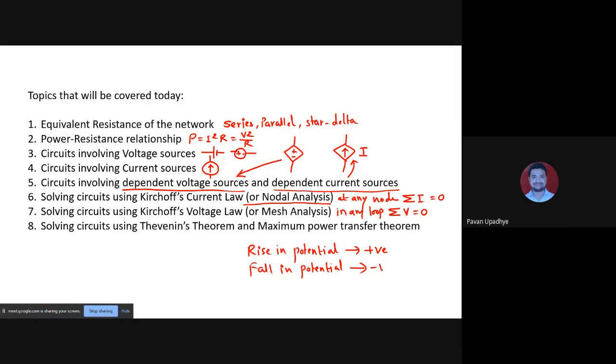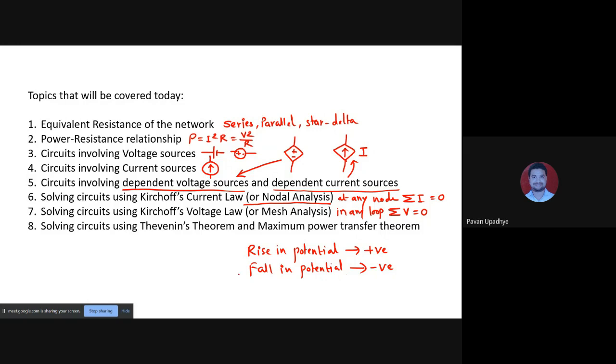The reverse is also true. If you consider rise in potential negative, then you have to consider fall in potential positive. The only thing is, whatever you assume, please stick to that assumption at least till you complete the solution of that numerical. You cannot change your assumptions during the numericals. Okay, so you have to stick to that assumption.